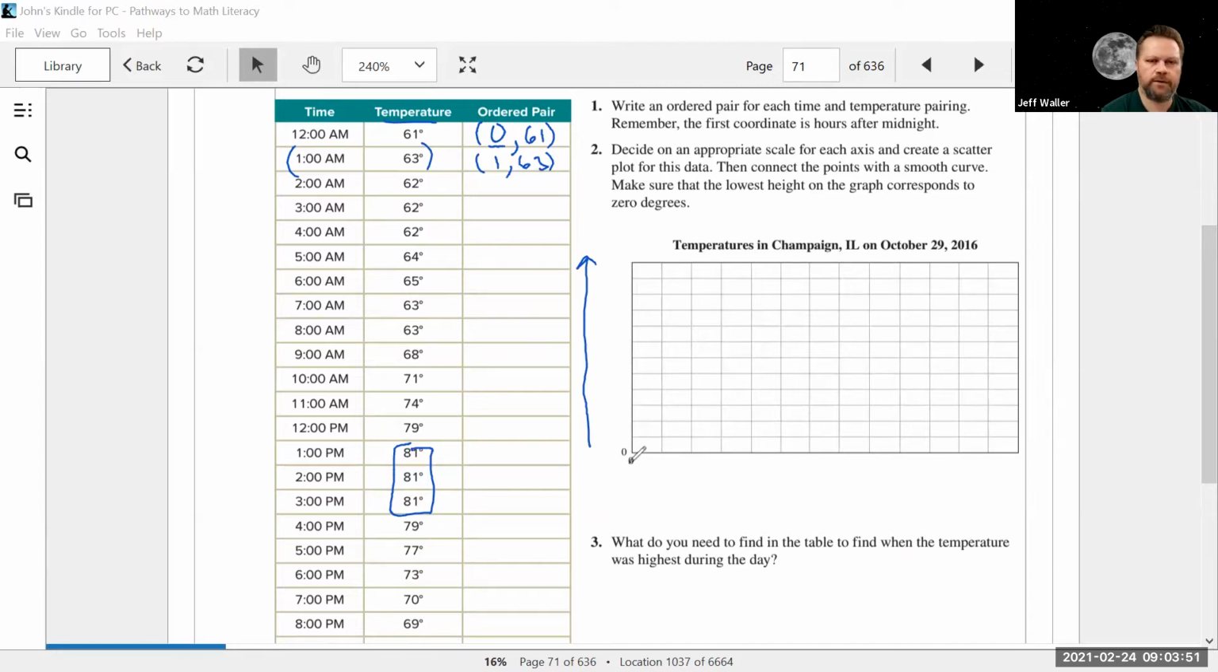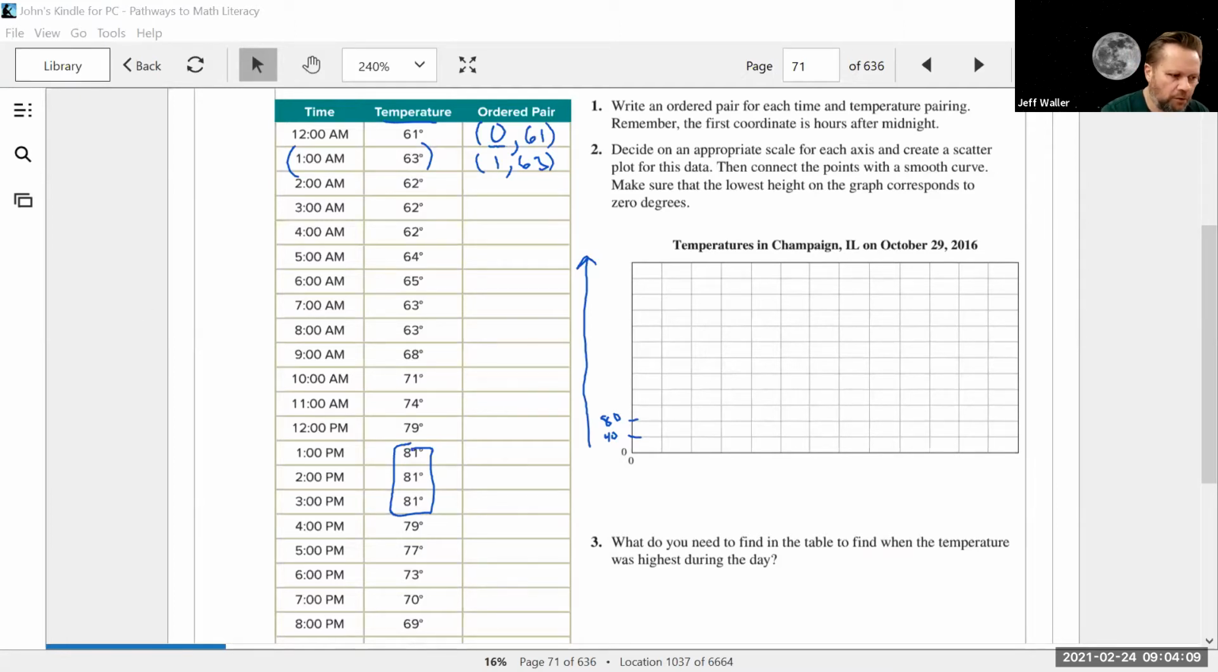So one of the most important things about graphing is picking a good scale. So do I want to go by 40? Is that a good idea? No, it's way too small. When I graph this, it's going to look like a straight line, basically.